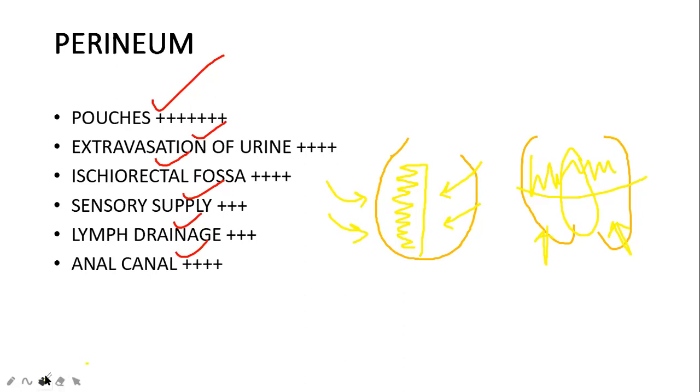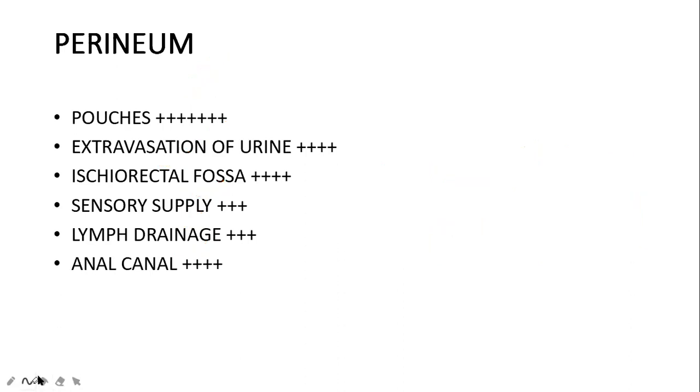The major nerve of the perineal region is the pudendal nerve. In the previous discussion, we talked about this nerve coming from S2 to S4. So that is the sensory supply, the questions they usually ask about the sensory supply. Okay, fine.